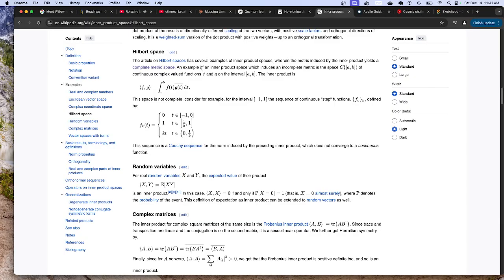An example of an inner product space which includes an incomplete metric is the space C[a,b] of continuous complex valued functions f and g on the interval [a,b]. The space is not complete. Consider, for example, on the interval [-1,1], the sequence of continuous step functions. The sequence is a Cauchy sequence for the norm induced by the preceding inner product, which does not converge to a continuous function.